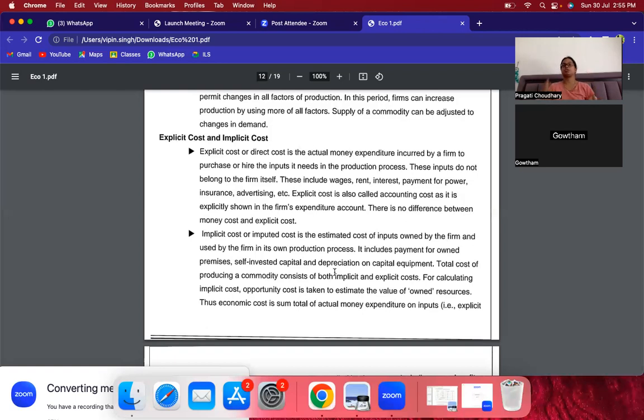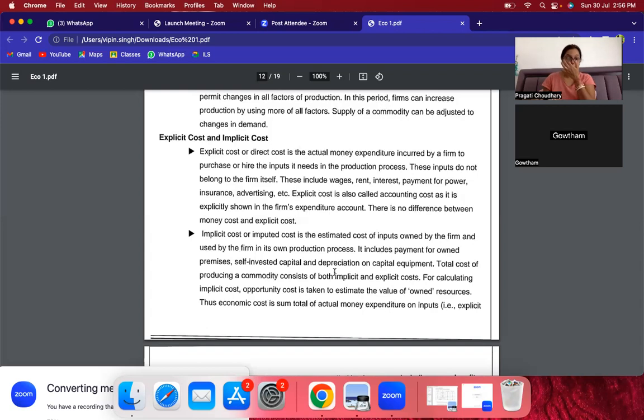What if I have my own structure? Is it that I am giving rent to myself? No, no. But I am incurring a cost. I would have given that structure to someone else and asked rent for the same. But as this is my own structure, I'm not giving rent to anyone and neither am I giving it to myself. So that is a sort of hidden cost, imputed cost. The total cost of producing a commodity consists of both implicit and explicit cost. So if you want to produce something, it includes both the costs, implicit and explicit costs.